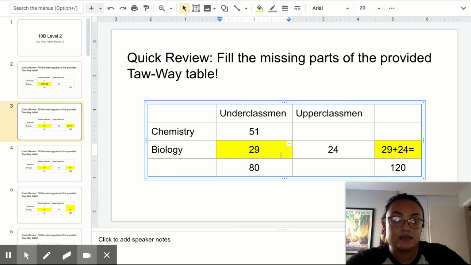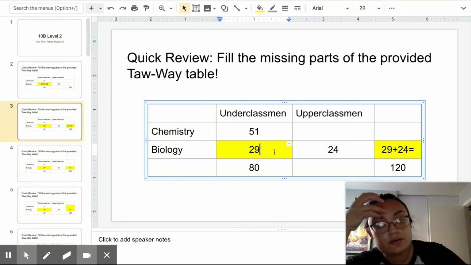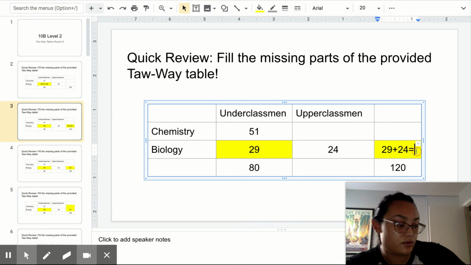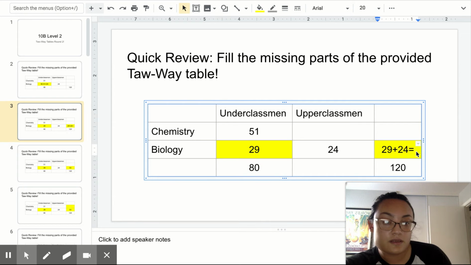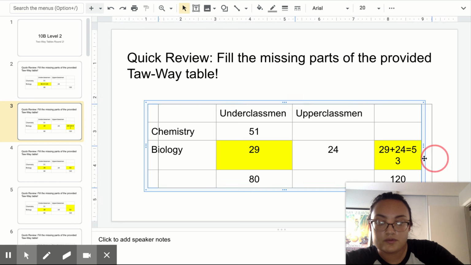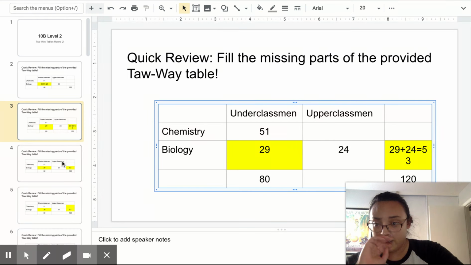I know these joint counts. I know the number of students who are underclassmen in biology, and the number who are upperclassmen in biology, which means if I want to find the total for biology, I'm going to add those two numbers together. So 29 plus 24 gives me 53. Well, that's kind of ugly. Okay, let's move on.